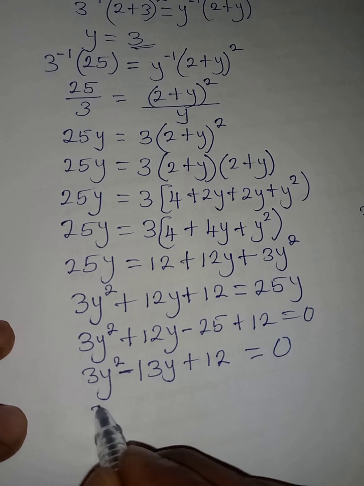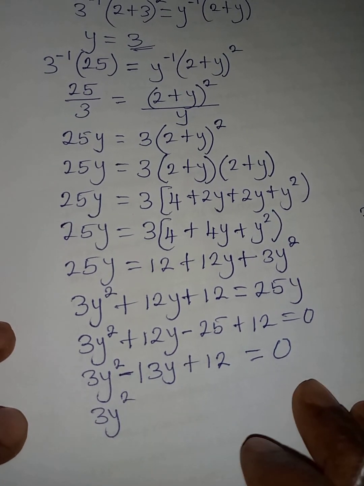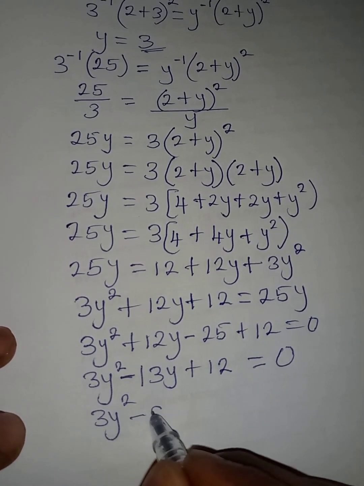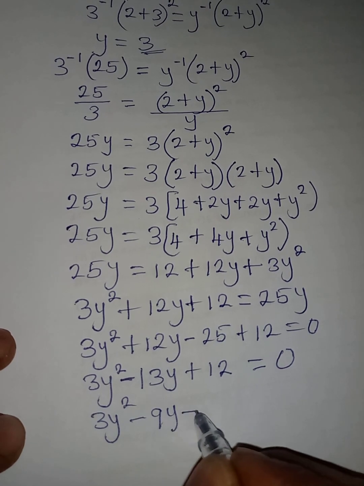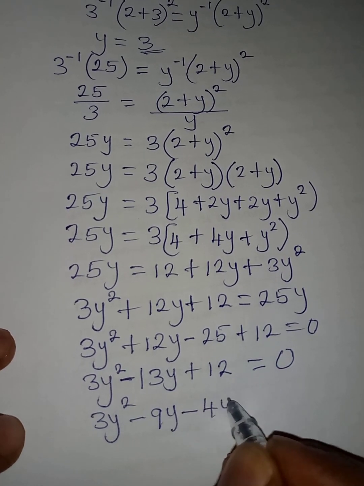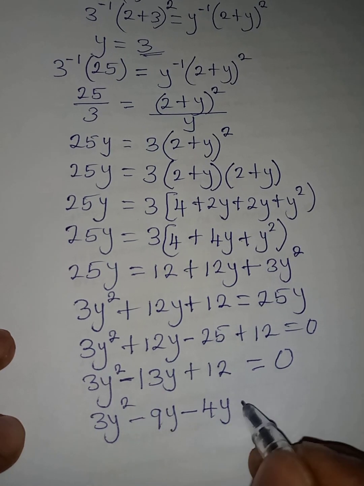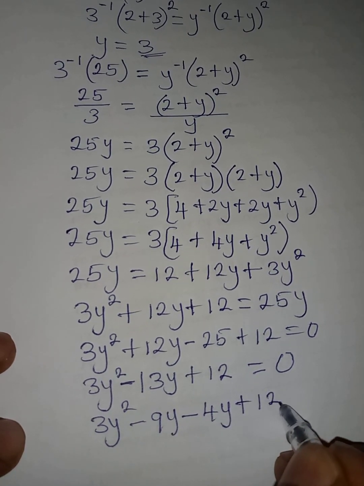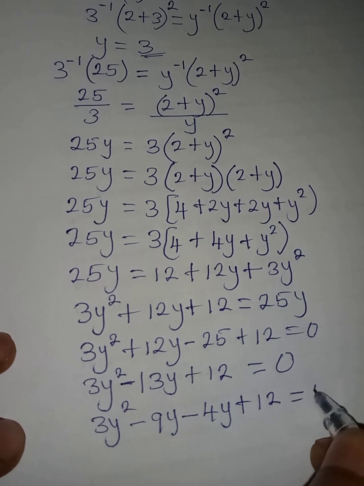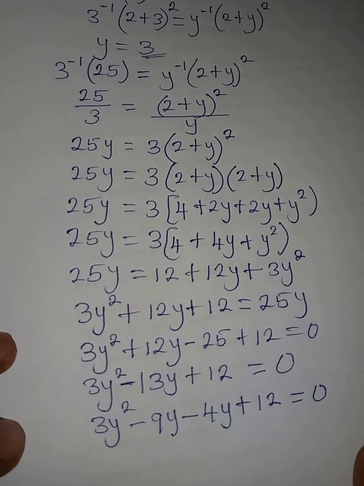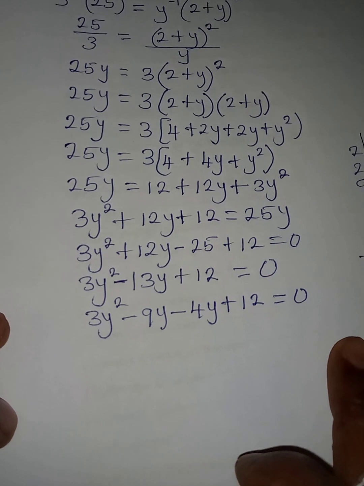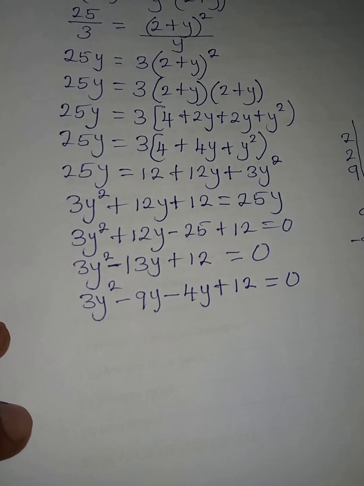So we move. We have 3y squared minus 9y minus 4y, because minus 9y minus 4y will give us minus 13. Then I'll have plus 12. This is equal to 0. Now we will group it and then factorize.